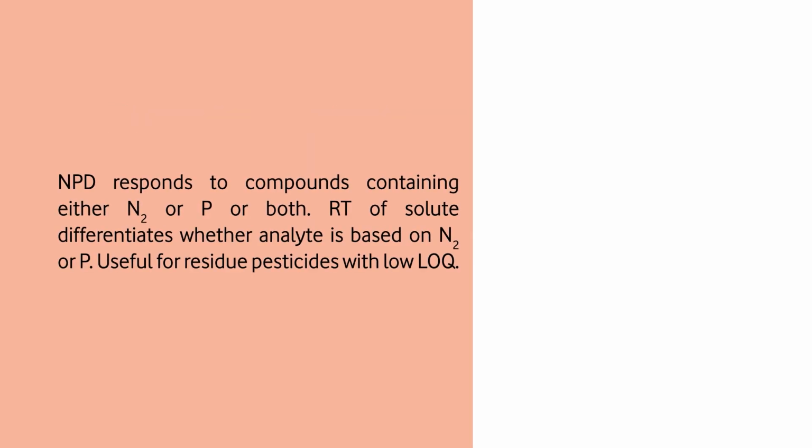Now, why is it so important? It is important for organophosphorus compounds and nitrogenous compounds, for example the carbamates, or organophosphorus pesticides like malathion, parathion, dimethoate. So these are the pesticides. For their residues, in GC we always use the NPD detector.